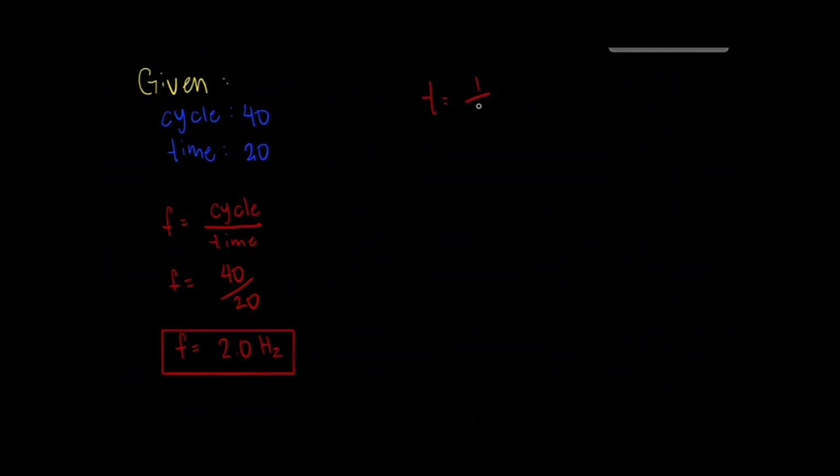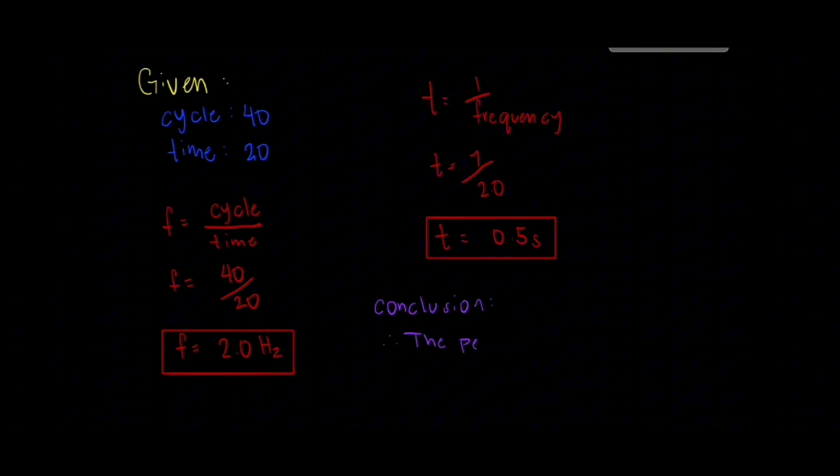We can now solve for the period. The formula of period is 1 over frequency. And then substitute the 2 in the frequency. Now we have period is equal to 0.5 seconds. Therefore, the pendulum's frequency is 2.0 Hertz and its period is 0.5 seconds.